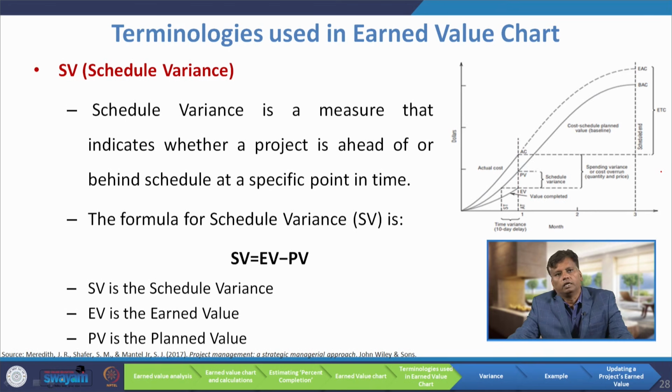The next terminology is called schedule variance. Schedule variance is a measure that indicates whether a project is ahead of or behind schedule at a specific point in time. You see this is our earned value, this is our planned value. When you subtract earned value minus planned value, that means we are lagging, so schedule variance will be negative. Here SV is the schedule variance, EV is the earned value. I already told you how to get the earned value. The PV is the planned value, that will be given to you.